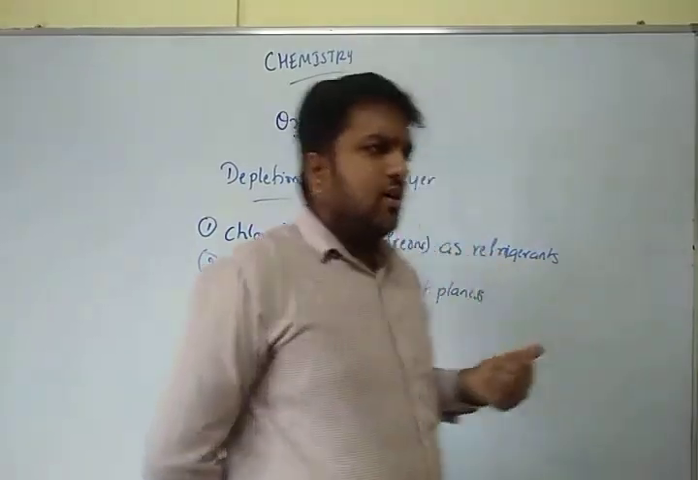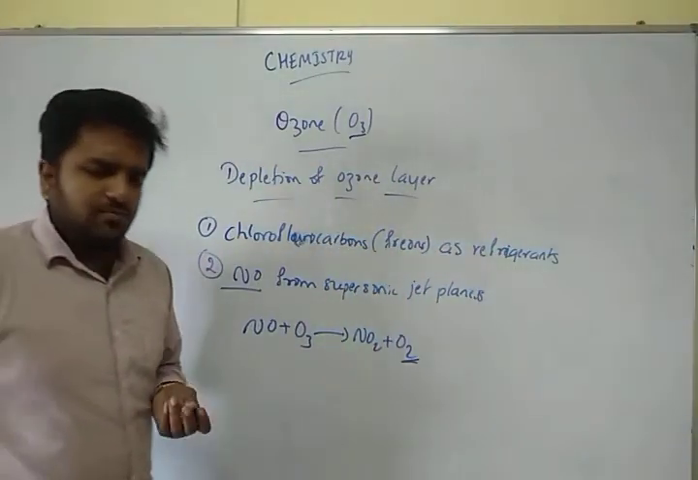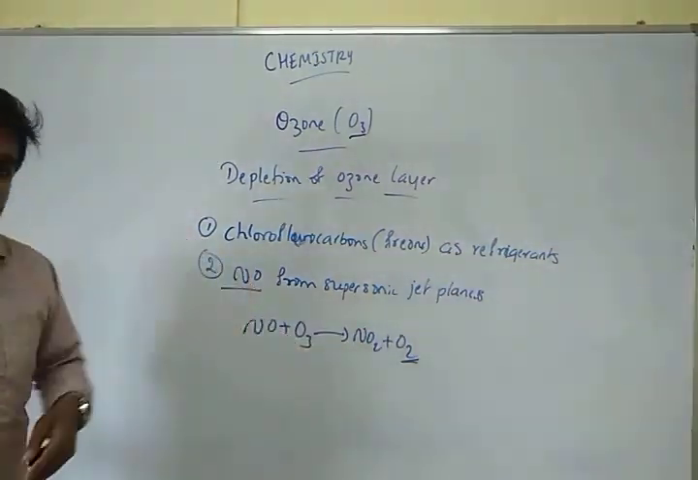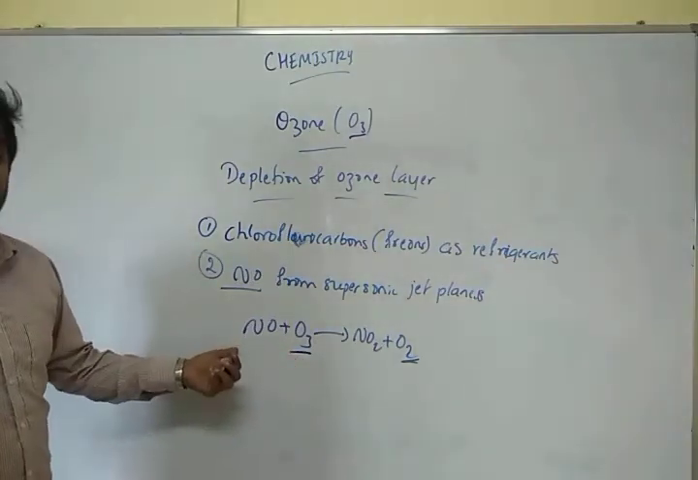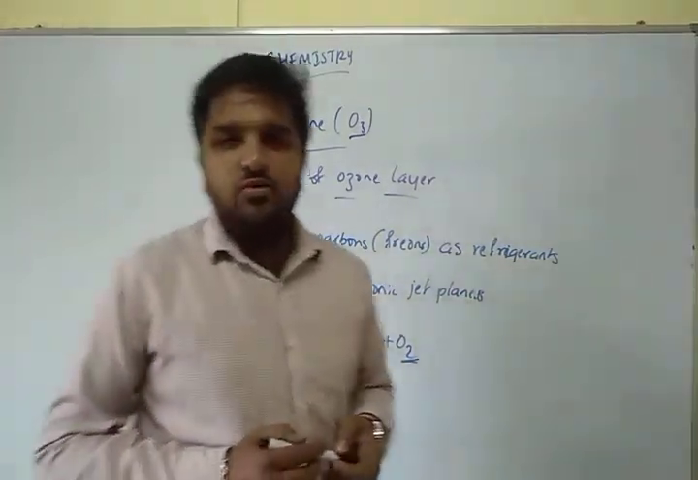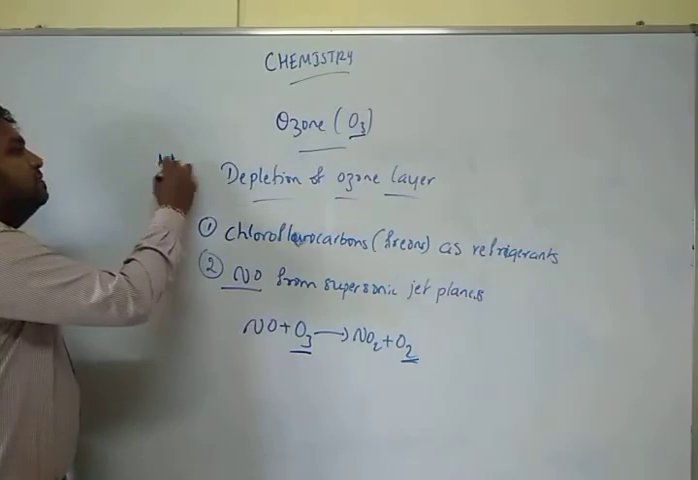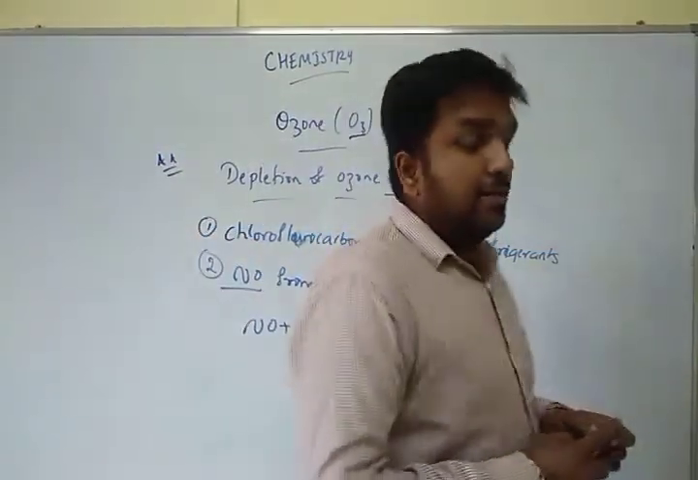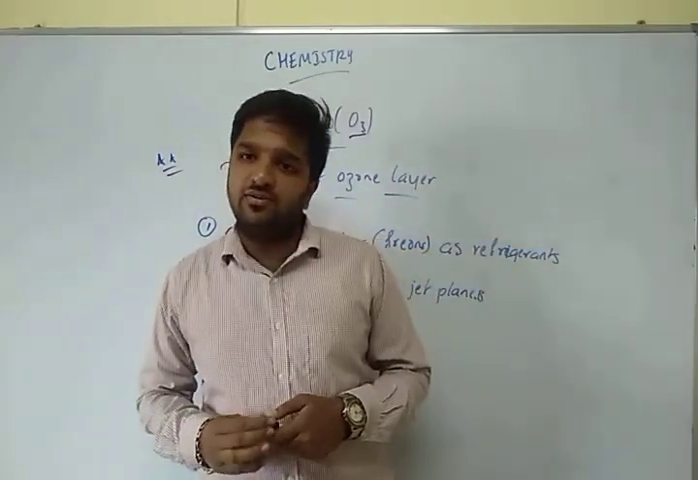Clear? Actually, ozone is a blue gas. The layer consists of dark blue and pale blue gases. Clear? So when this ozone is treated with nitric oxide, it is converted into dioxygen and loses its property. These are the two reasons for the depletion of the ozone layer. So in this concept, the preparation of ozone and the reasons for the depletion of the ozone layer are very, very important.